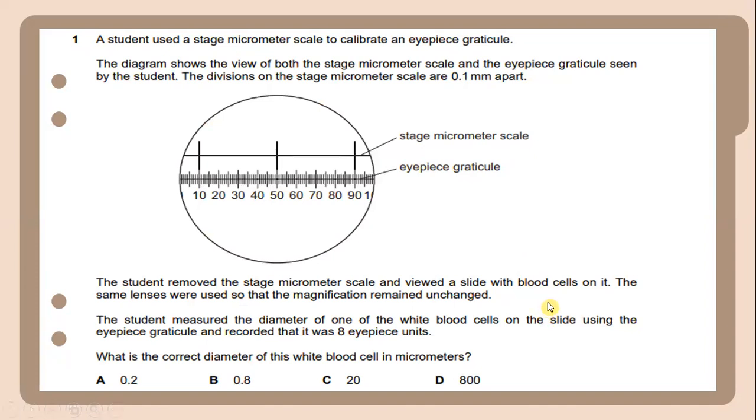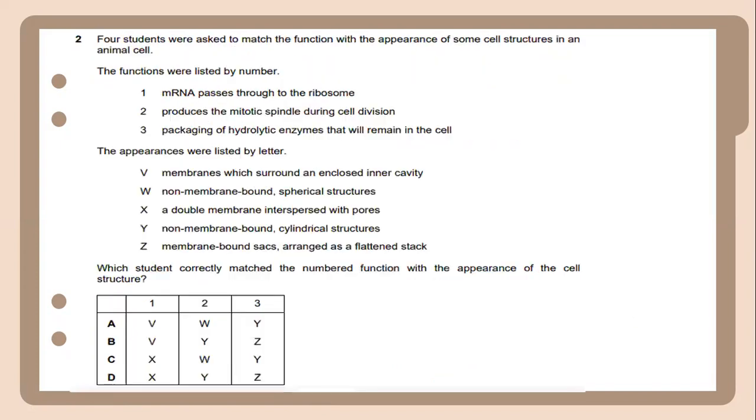The student measured the diameter of one of the white blood cells on the slide using the eyepiece reticule and recorded that it was 8 eyepiece units. What is the correct diameter of these white blood cells in micrometers? The answer will be 20.